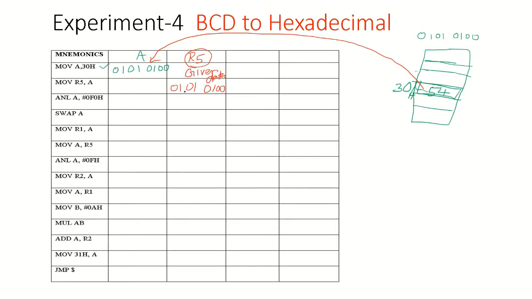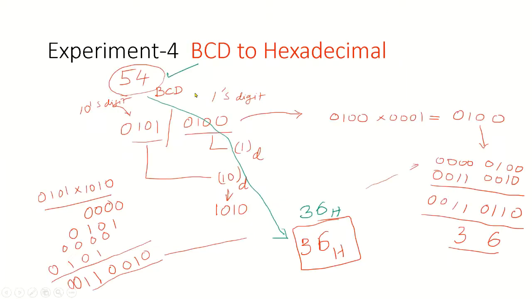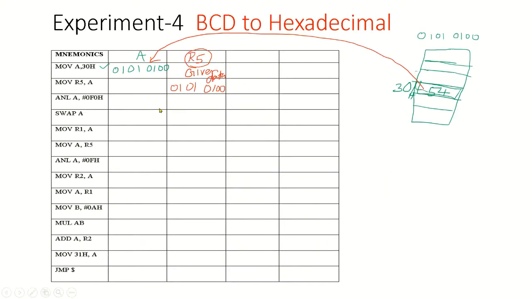So what is the given data? It is 54. 54 is the number which you want to convert. Now, I told you in the calculation that we want to separate this 5 and 4, right? 5 is separated and 4 is separated. Then we multiply with some numbers. In order to separate that, I'm using an instruction, which is this AND logic. You know what AND logic does. So this is the instruction.